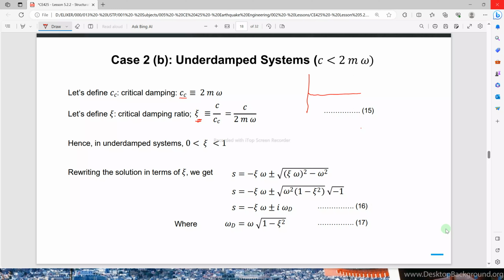So in a structure, it can dampen slowly, or the damping can be faster, depending on how large the damping is. So this critical damping ratio is our decay function because it will show us the damping behavior of the structure. So let's move on to the discussion.